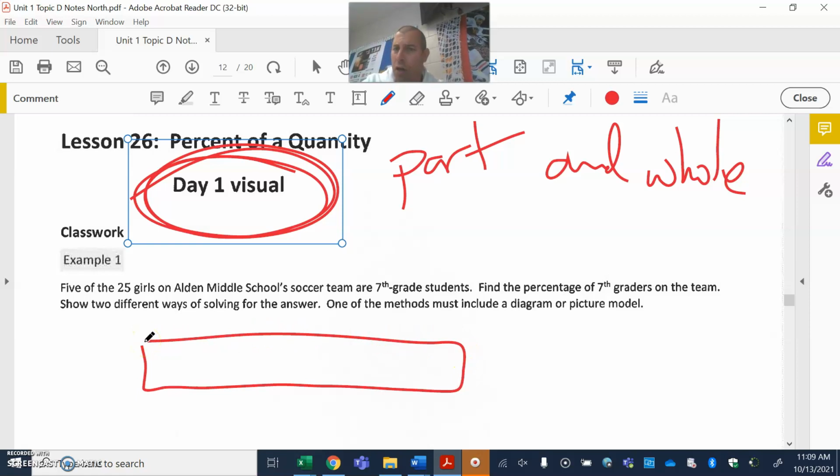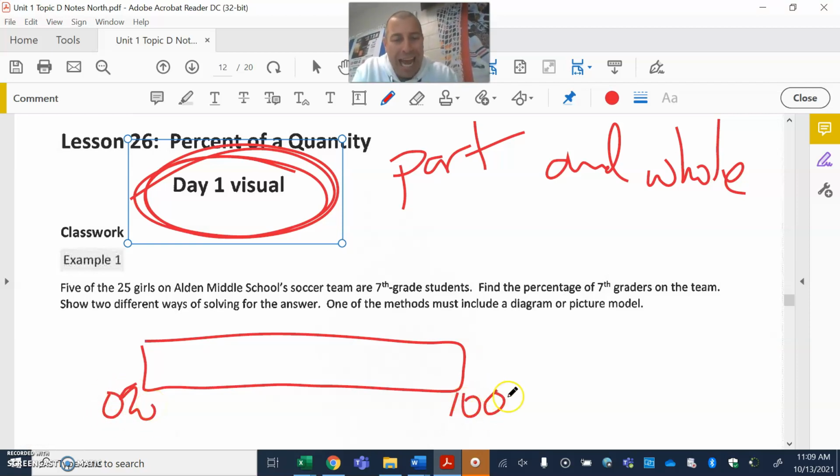So on the bottom is where I like to put the percents, okay? So we can be as low as 0%. We can be as high as 100%. And then up top is where we're going to have the information we're talking about. In this case, it's the girls on the soccer team. So 0% is going to match with no one. The 100% always matches up with the whole. Because if you have 100% of something, you have all of it. You got the whole thing.